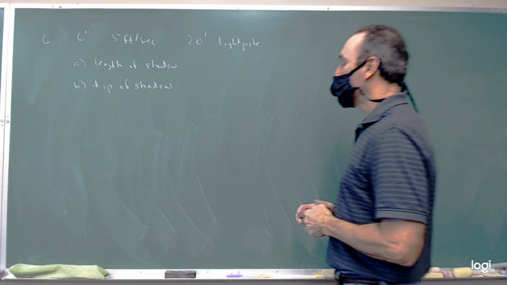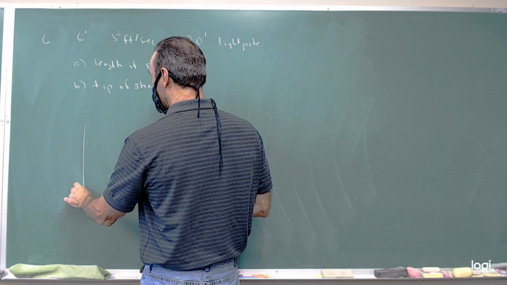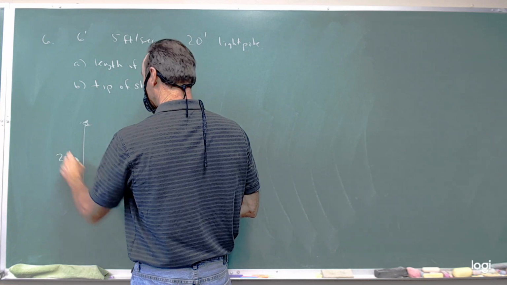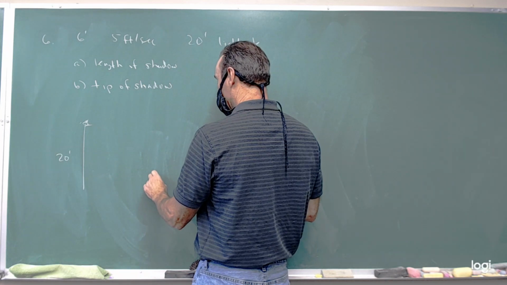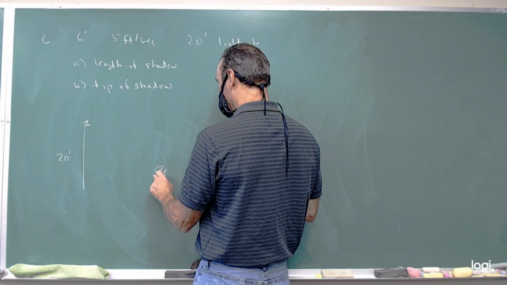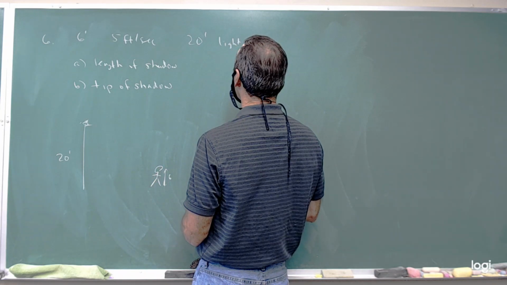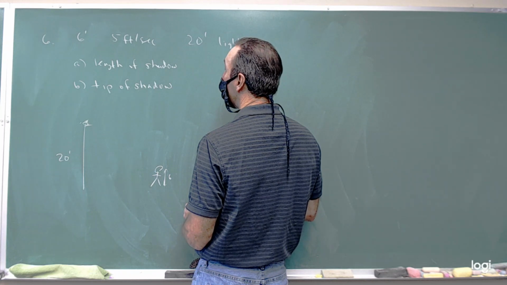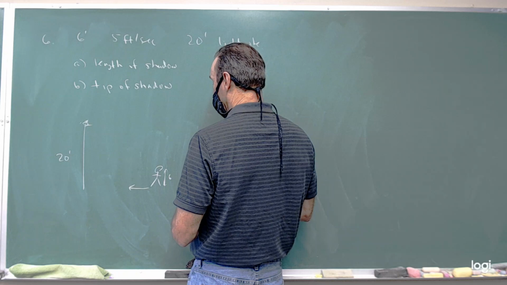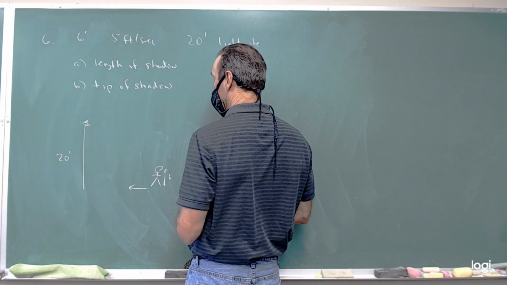So let's get a picture here. We have a 20-foot light pole, and we have this person who is 6 feet tall. Is the person walking towards or away from the light? Towards. So the person is going towards the light at 5 feet per second.